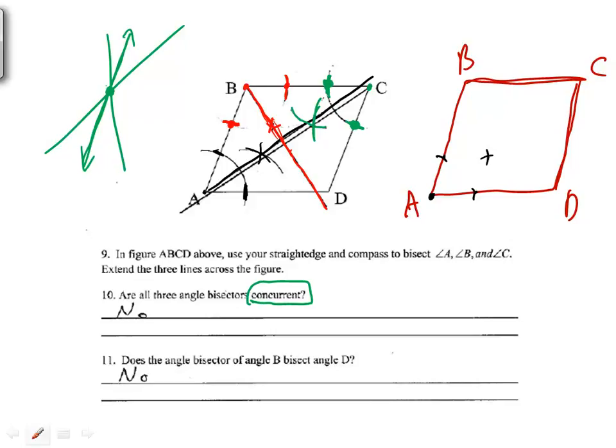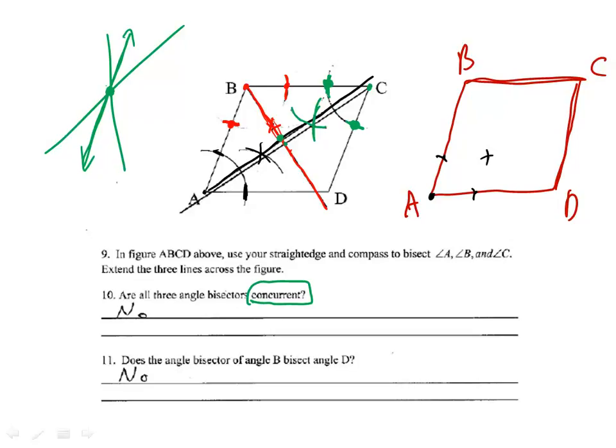Do we have concurrence here? Yeah, as you can see, the red and the black, the bisectors for A and B are concurrent right there. And C and B are concurrent right here. But all 3 of them are never concurrent. They're not all 3 going through a single point.